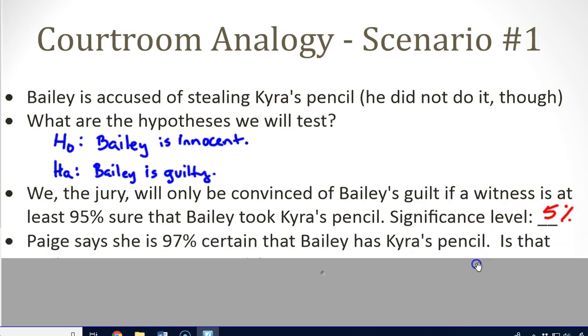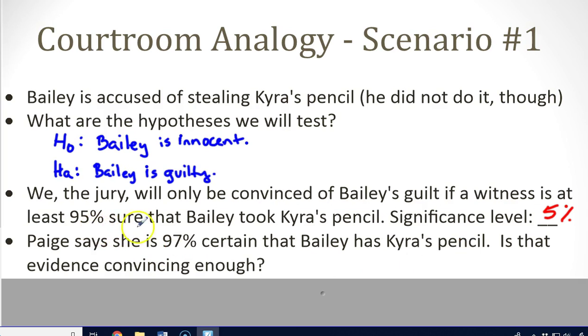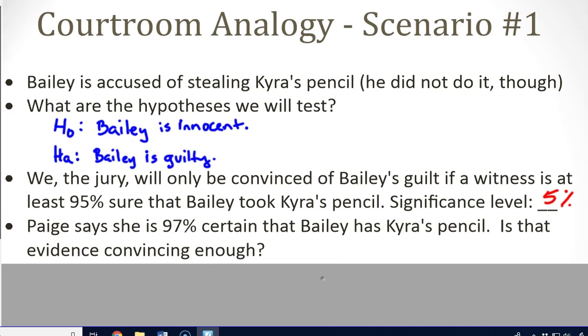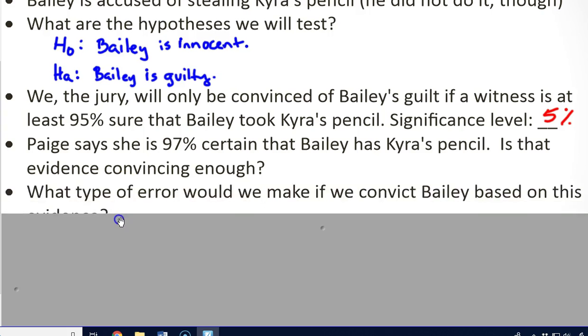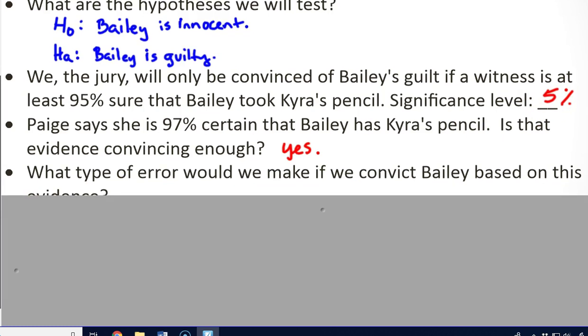Okay, well, here comes a witness. Paige says she's in fact 97% sure. Not 100% sure, right? There's a little room for error, for doubt there, but she's 97% sure that Bailey has Kyra's pencil. Is that convincing enough? So pause and think if it is. And hopefully you would realize, yes, it is, because 97% is higher than the 95% we needed. In other words, she's only giving a 3% chance that she's wrong, and that's lower than our significance level of 5%. Okay? Again, this is a little bit of a contrived example, but go with it.